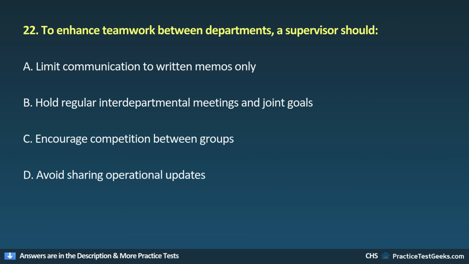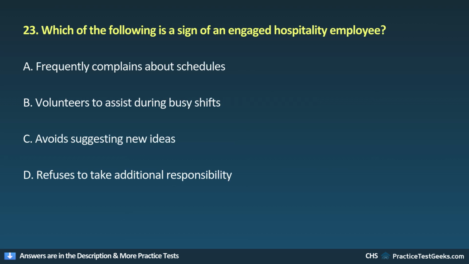A. Limit communication to written memos only. B. Hold regular interdepartmental meetings and joint goals. C. Encourage competition between groups. D. Avoid sharing operational updates. 23. Which of the following is a sign of an engaged hospitality employee?